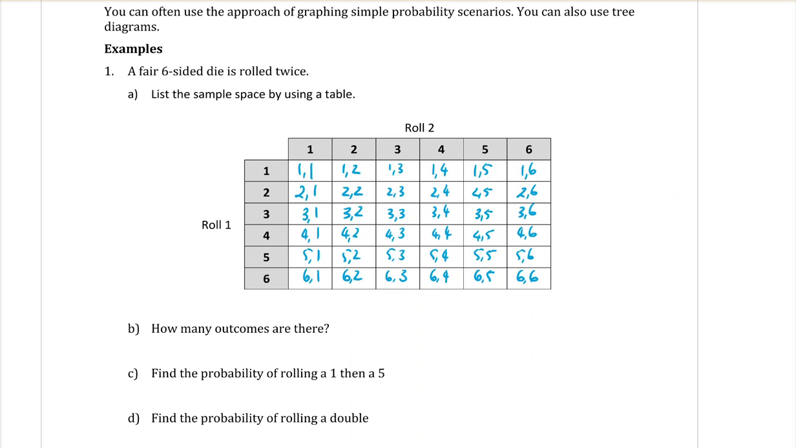How many outcomes are there? You're just going 6 times 6 or counting them all up. There is 36 different outcomes for rolling 2 dice. Part C, find the probability of rolling a 1 and then a 5. It is indicating there that the order is important. The 1 must be first, which means it is that situation there only. One of them out of the 36.